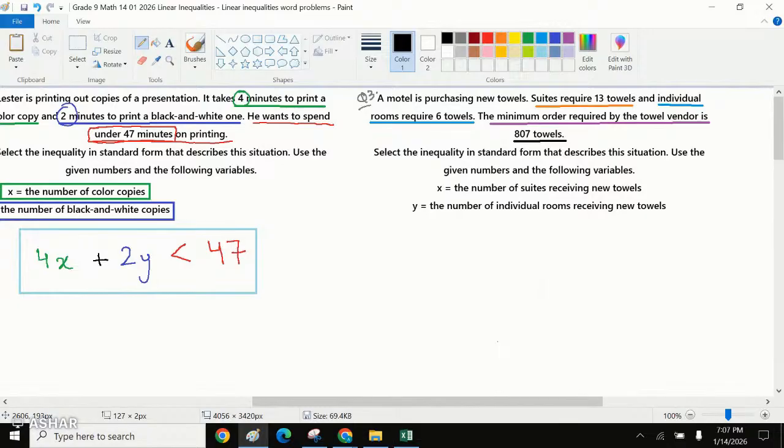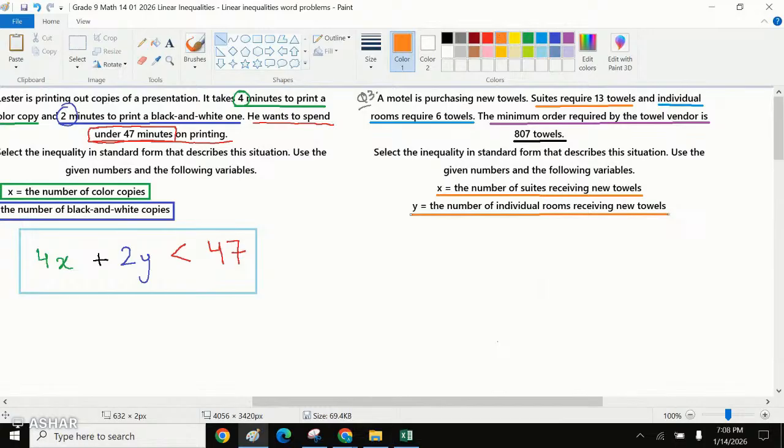So X was representing the number of suites, right? So we can say that X is representing the number of suites that they need to put towels in, whereas Y is representing the number of individual rooms with the towels, right? And the minimum order required by the towel vendor is, so they need minimum 807, right? So it could be 807 or more than 807, right?